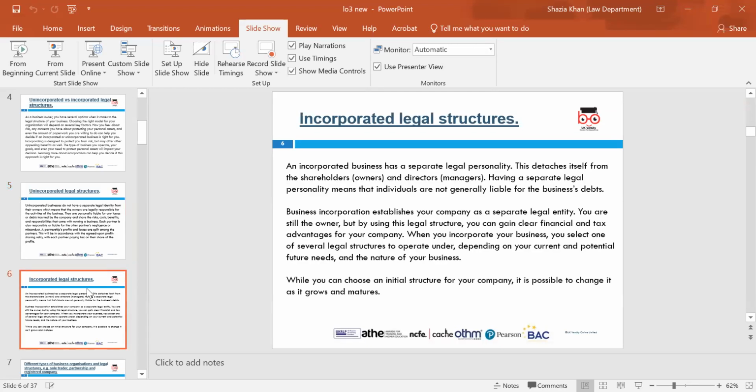Incorporated legal structures: an incorporated business has a legal separate identity, personality. This detaches itself from the shareholders, who are the owners, and directors, who are the managers. Having a separate legal personality means that the individuals are not generally liable for the business debts.